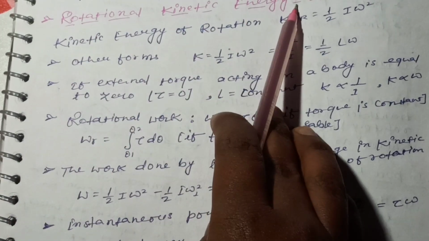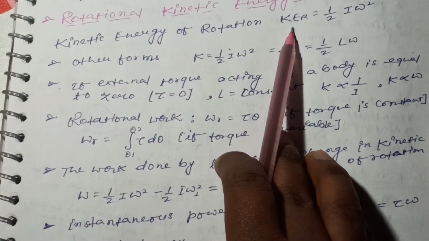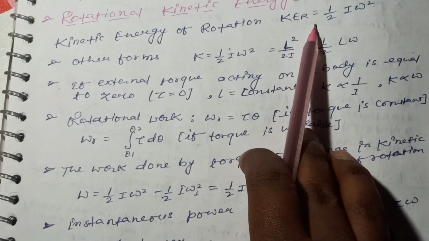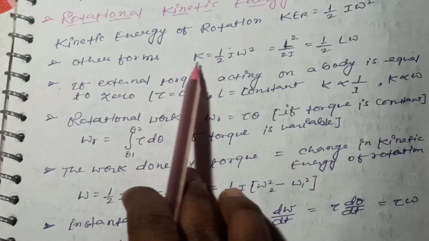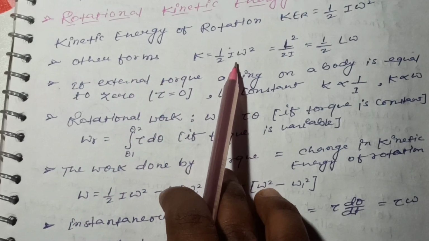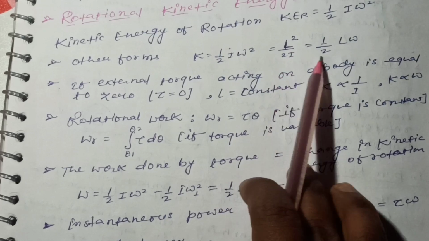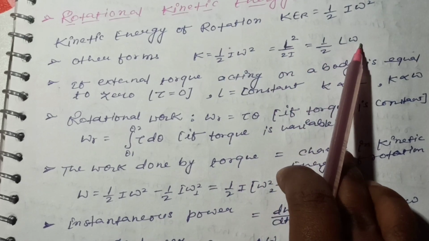Rotational kinetic energy of rotation: kinetic energy K_R is equal to 1/2 I omega square. Other forms: K is equal to 1/2 I omega square is equal to L square upon 2I is equal to 1/2 L omega.